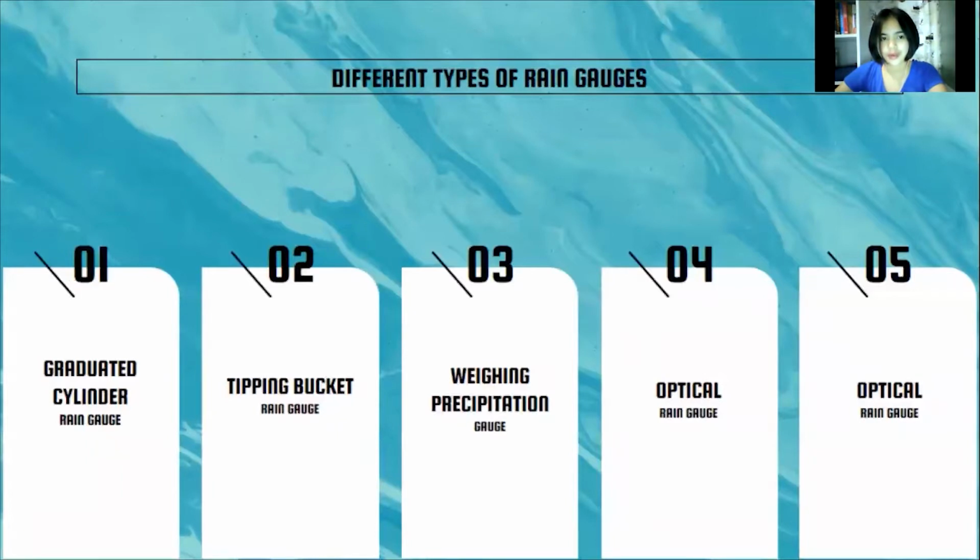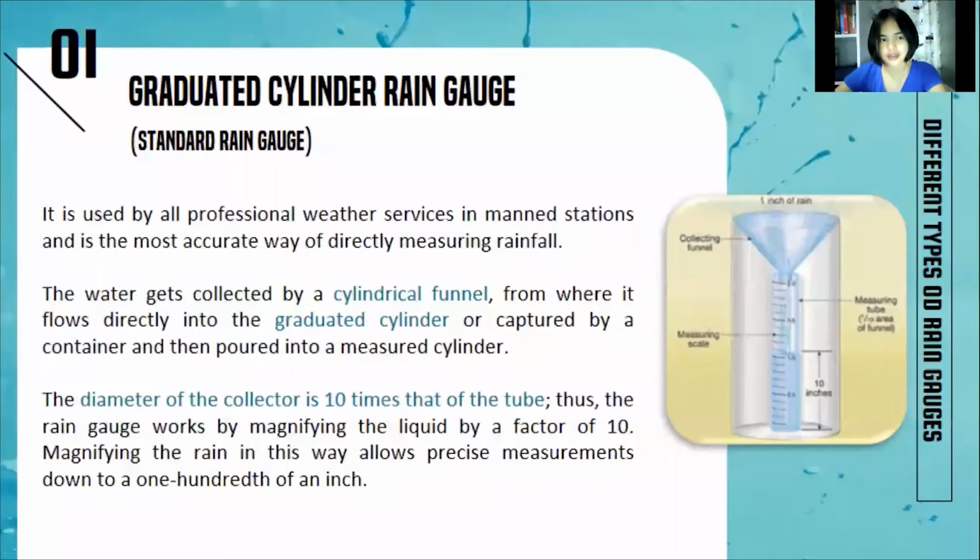So we have different types of rain gauges. First is the graduated cylinder rain gauge. This is the standard rain gauge. It is used by the professional weather services, and it is the most accurate way of directly measuring rainfall. It is widely used, and the water gets collected by a cylindrical funnel, from where it flows directly into the graduated cylinder, or is captured by a container and then poured into a measured cylinder.